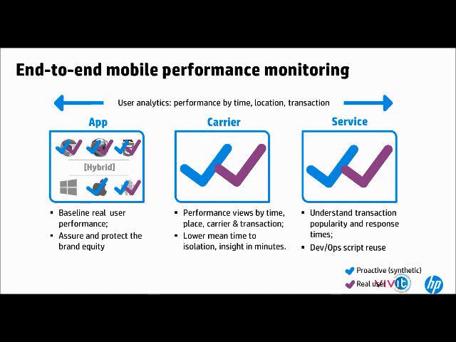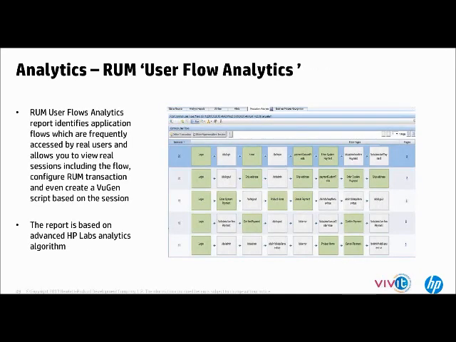With HP's end-to-end mobile performance monitoring, we provide the ability to baseline the real user performance across these different devices, across different carriers, understand which of the carriers is causing an issue, whether it's a carrier issue or the service issue or the device issue, and understand how the end users are actually using the service. All of this through our application performance monitoring solution for mobiles.